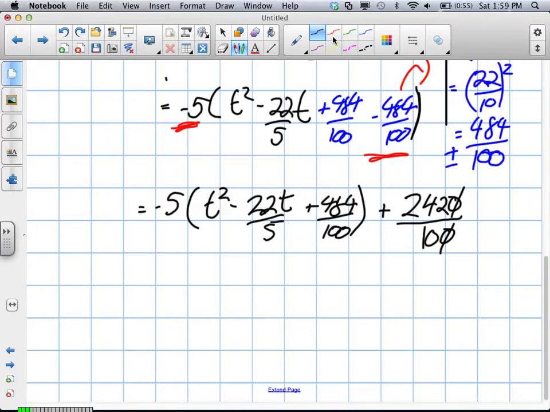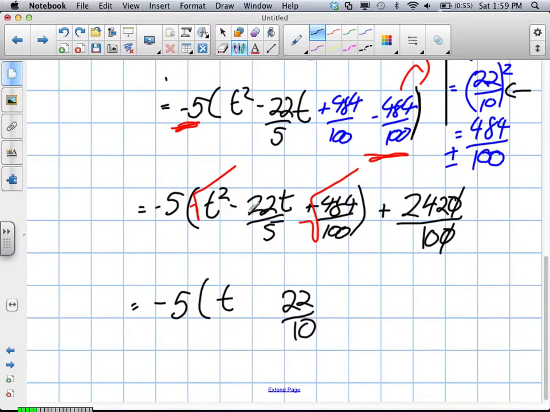The goal here is we're making a perfect square trinomial. What that means is inside the brackets, I can factor this. The fast way to factor it is I take the square root of the first and the last term. What's the square root of t squared? T. Do you know what the square root of 484 over 100 is? 22 over 10. Yeah, it's the exact number we had before we squared. So it's 22 over 10, and this negative sign comes down. Then it becomes squared, and on the outside, we're left with 242 over 10.